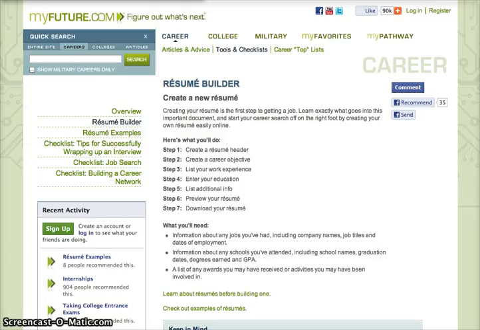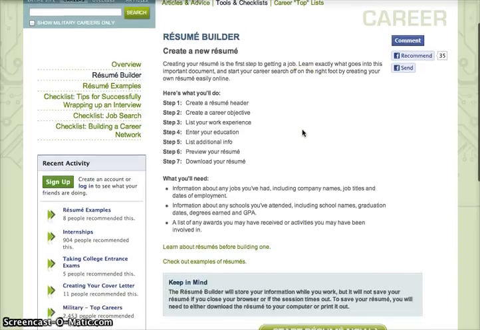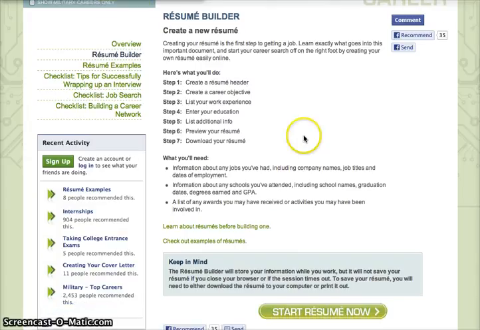One of the tools that you can use is on myfuture.com, and it's a resume builder. You'll find the link to this resume builder contained within the Teacher iBook. What's nice about this resume builder is it's very simple. Now, that simplicity does come with a cost.